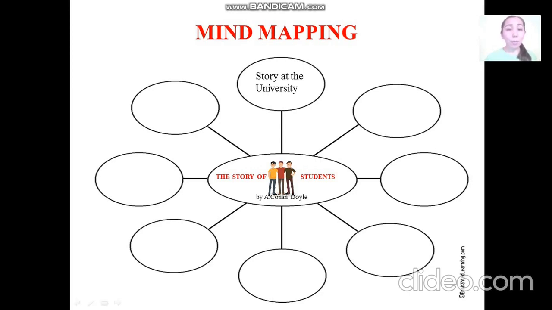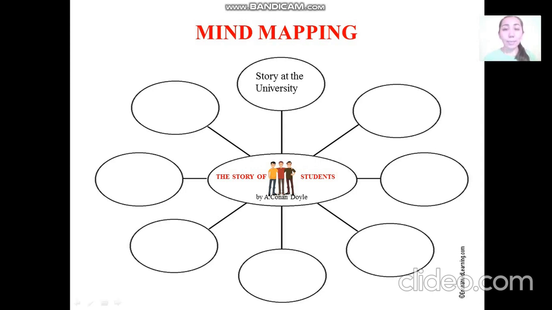So, for example, this is the story of three students. Okay, students, where do students study? What do they do? Of course, they study at the university. Maybe the story is going on at the university. Okay, I have written here the story at the university. And what kind of other ideas come to your mind? You may write any ideas which come to your mind here. So, got it? Okay, very nice.